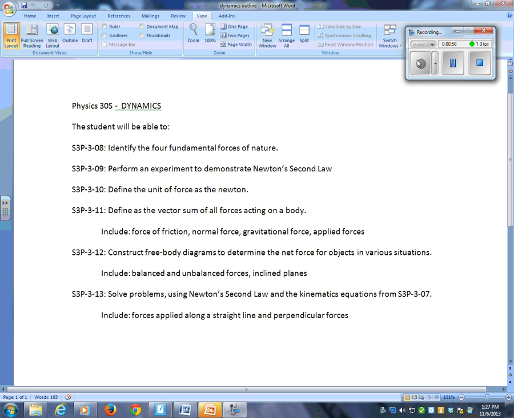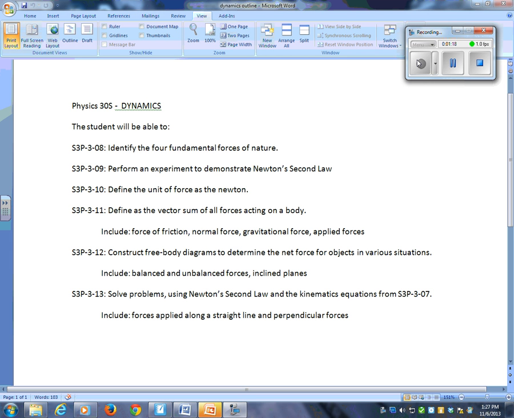We're going to be looking at forces in motion. Construct free body diagrams to determine the net force for objects in various situations. Include balanced and unbalanced forces, and inclined planes, which are fancy words for ramps. Solve problems using Newton's second law and the kinematic equations from last unit. So all those formulas you had last unit, move on over to the next one.